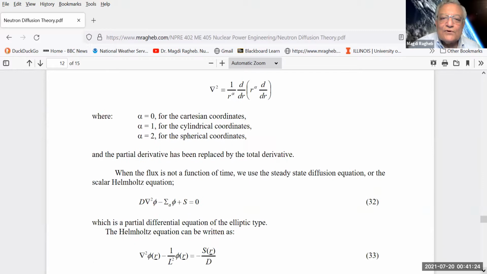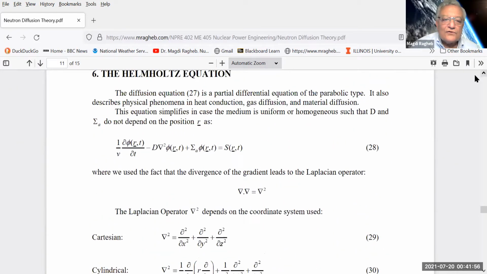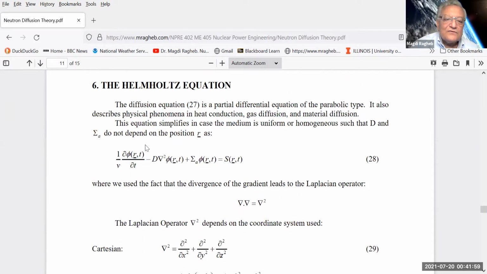If you're writing a computer code or computer program, the Laplacian takes basically a general form, 1 over r to the alpha power, d by dr, r to the alpha power, d by dr, where alpha takes a value of 0 for Cartesian coordinates, 1 for cylindrical coordinates, and 2 for spherical coordinates. Now, where is the contribution of Mr. Helmholtz? Mr. Helmholtz suggested we need to solve that equation without the time dependence. So we take the equation for neutron transport here at steady state, so that d by dt term here is assumed to be 0.